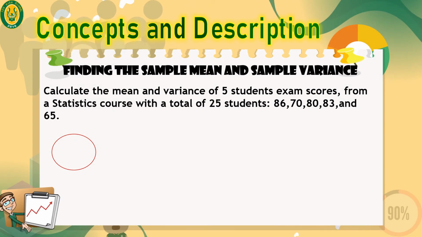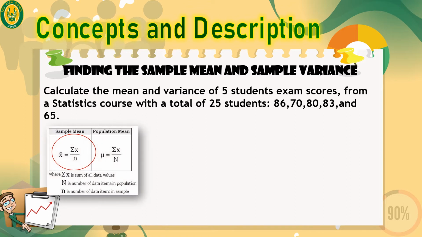Apply the formulas presented in the previous slide. So let's say you are to calculate for the mean and variance of 5 student exam scores from a statistics course with a total of 25 students. So the scores of the 5 students are the following: 86, 70, 80, 83, and 65. So first you must solve for the mean of the data. So following this equation, since this is just a sample of the population, a 25 student class, right? But you're looking into only the 5 students in that class. So you will focus on the sample mean.